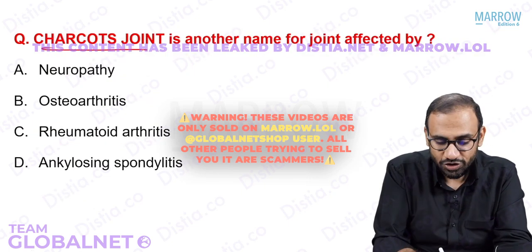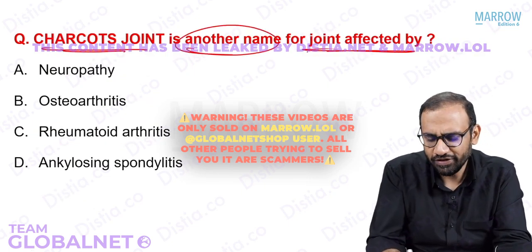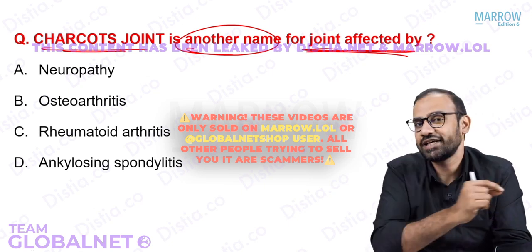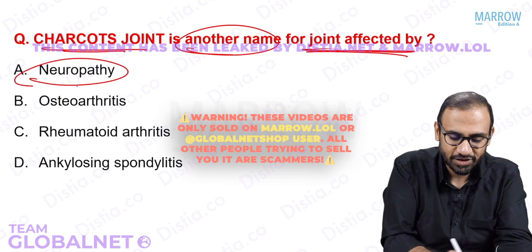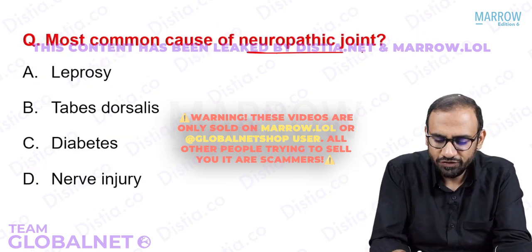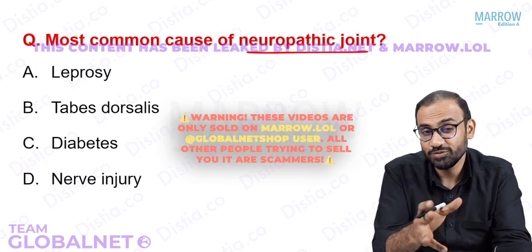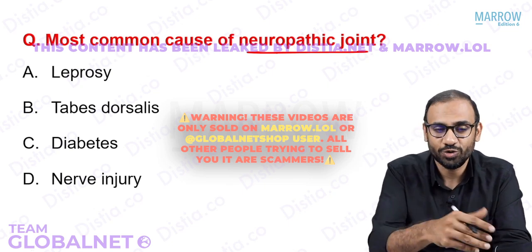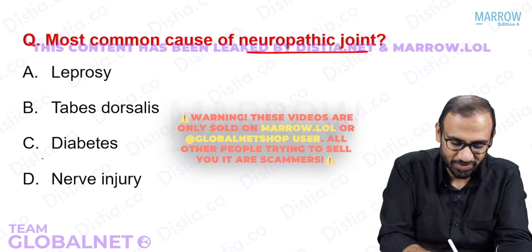Charcot joint is another name for neuropathic joint. Okay, the answer is neuropathy. What is the most common cause of neuropathic arthritis or neuropathic arthropathy or neuropathic joint? Diabetes.